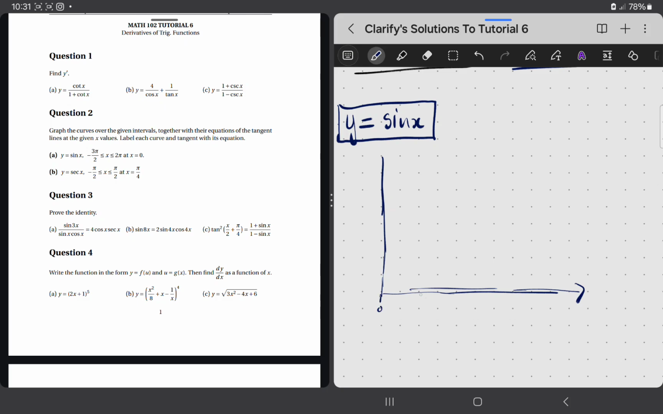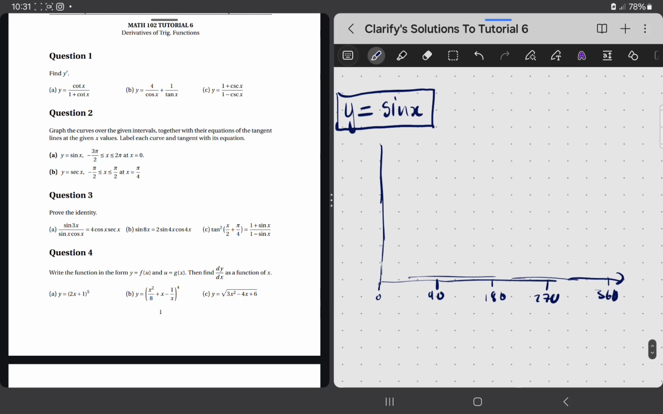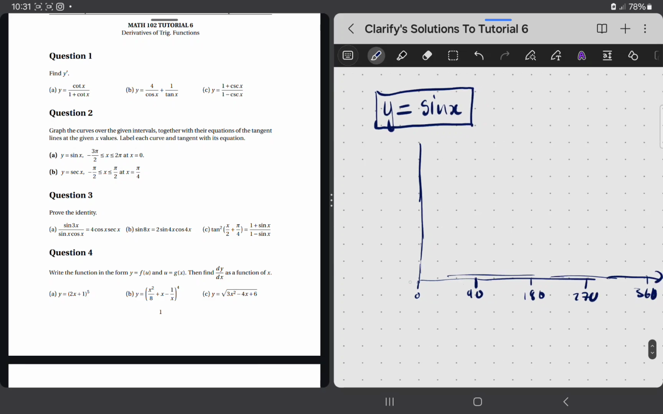0 degrees, then 90 degrees, then 180 degrees. Okay, we use 90s. Then we can say 270 degrees. Then the revolution ends at 360 degrees. Now here you can see that they are saying from what? From negative 3 pi over 2 all the way to 2 pi. I mean, we can go back again to these. You should be able to do it for pi's, because here this would be negative 90.